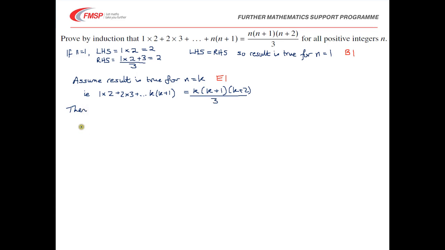The next step is to look at n equals k plus 1. So I'm going to add a term to each side of this. So it was originally up to k times (k plus 1), and now I'm going to add on (k plus 1)(k plus 2). And as always, I need to do the same thing to both sides of my equation.